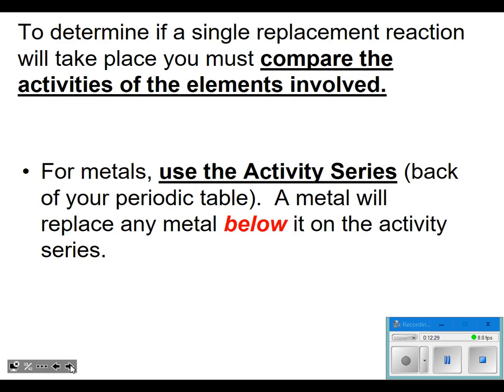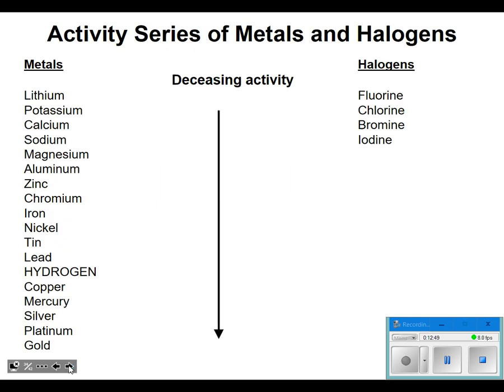All right. So again, to determine if a single replacement reaction will even take place, you have to compare the activities of the elements involved. For metals, we'll use the activity series, which again is on the back of your periodic table. A metal will replace any metal below it. So if it's higher, it will replace it. I also am including, like I said, the halogens. The halogens are fluorine, chlorine, bromine, and iodine. And again, anybody higher will replace.